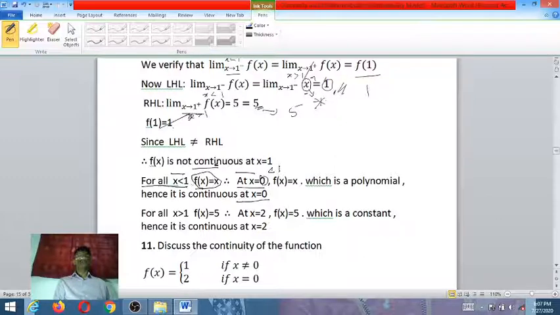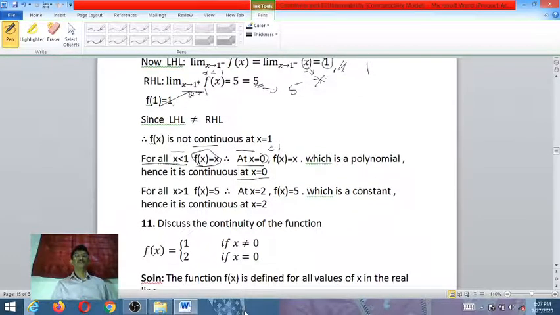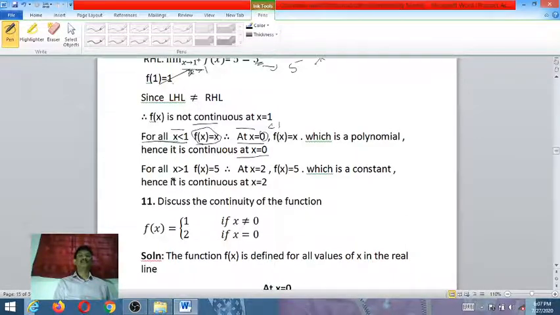Now look at here. It is given that it is at x equals 2. For x greater than 1, whenever this x is greater than 1, f of x always takes the value 5. Therefore, at x equals 2, this 2 is clearly greater than 1. f of x takes value 5. What is 5? 5 is a constant. Every constant function is continuous. We already proved every constant function is continuous.